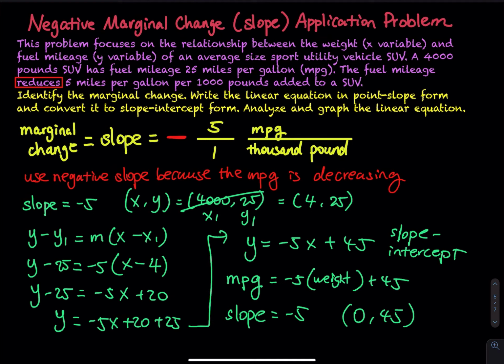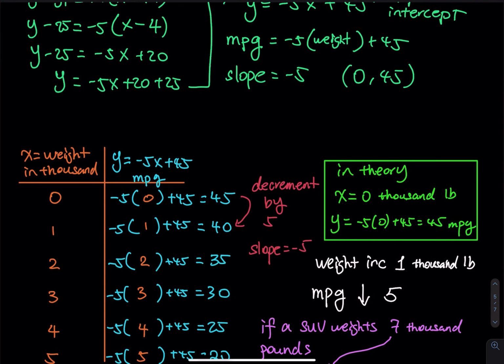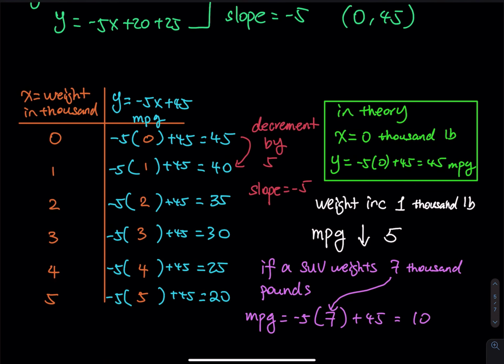All right, so let's take a look at this linear equation. I want to use a table of values to analyze that. The table of values, I already prepared for you. So x is the weight in thousands. So 0 means 0,000 pounds, 1 is 1,000 pounds, 2 is 2,000 pounds, 3 is 3,000 pounds, and so forth. Since we say the words in thousands, we can skip the 3 zeros. And then y is the mpg, miles per gallon, which is the fuel consumption.